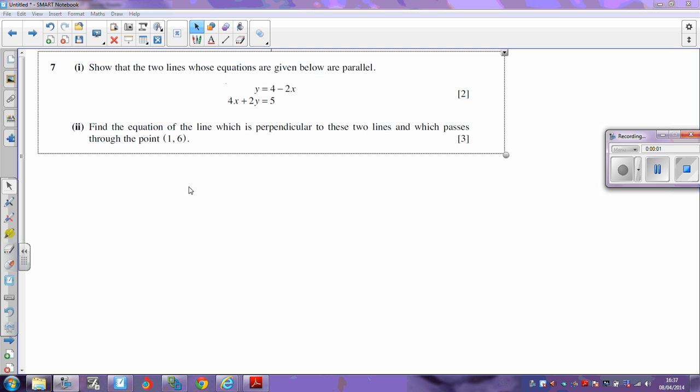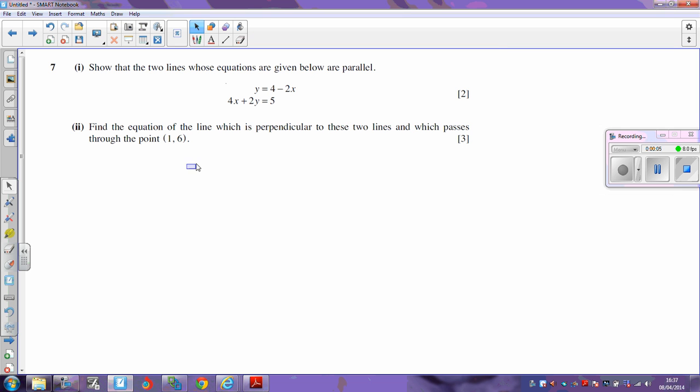Okay, if we want to prove that two lines are parallel, then we need to show that they have the same gradient. Now, if we look at the first one, we've got y equals 4 minus 2x, which is already in the correct form, which is y equals mx plus c. So we can see from that the gradient is the number of x's, so the gradient for this first line is going to be minus 2.